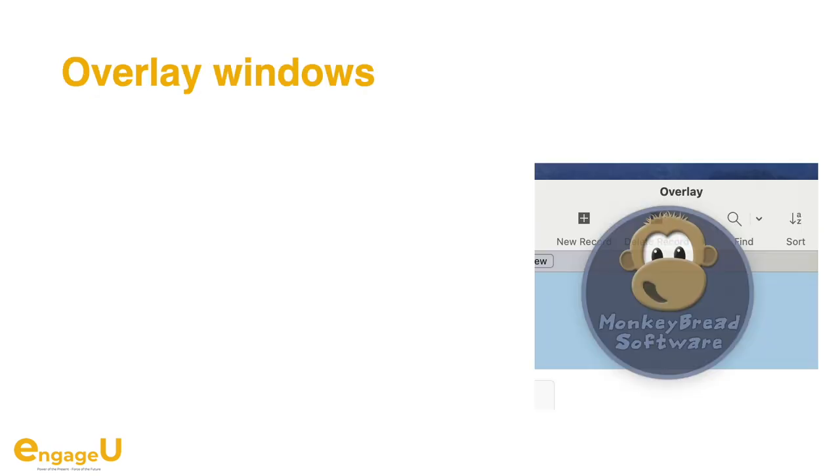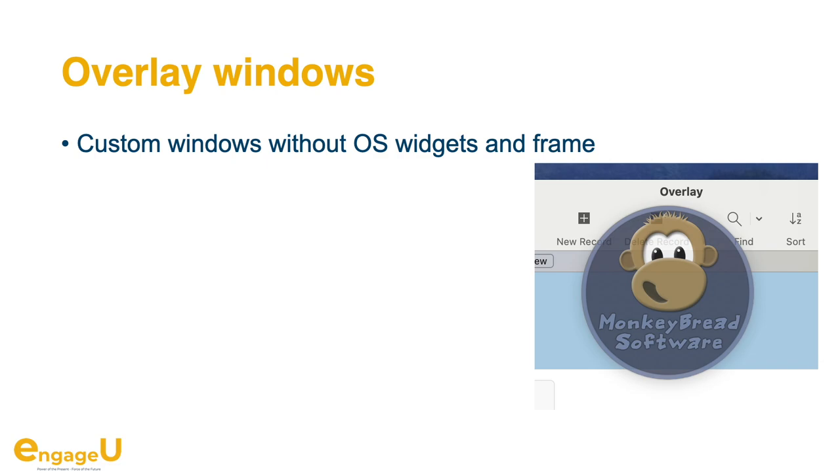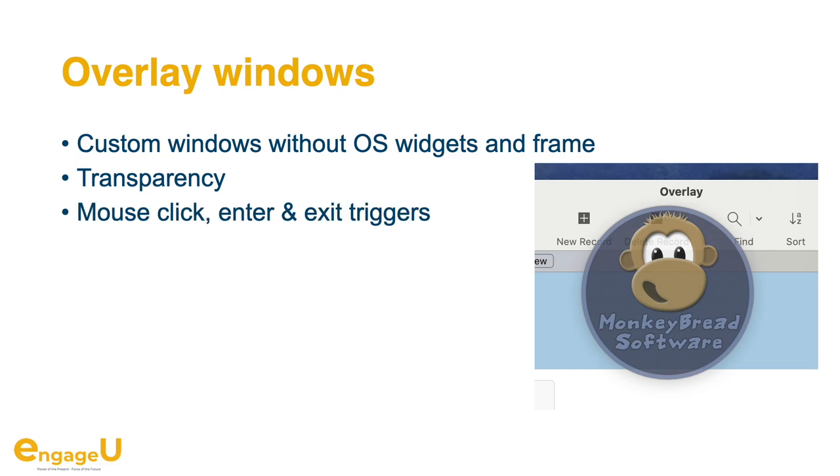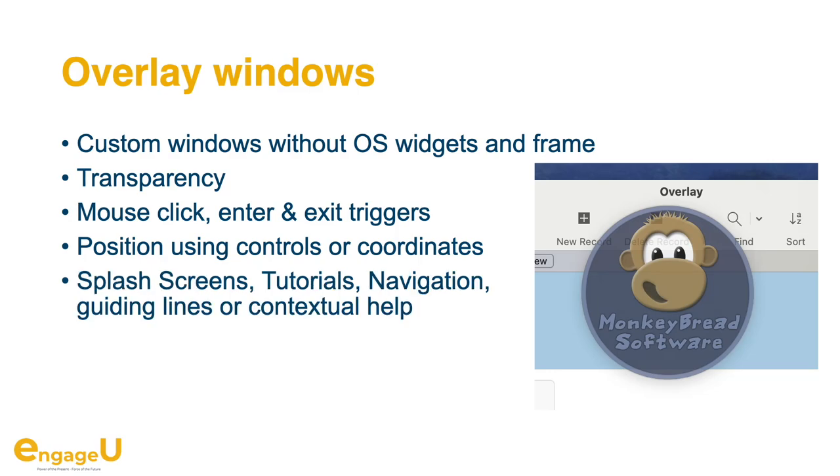Then we have overlay windows. This allows you to have a window without the usual widgets and a transparent picture as a content. You can place it anywhere you like. You can use mouse triggers to know when the user clicked on it or moved the mouse over it. You can position it on the screen based on a FileMaker window or controls or just with coordinates anywhere you like. It's fantastic for splash screens, for little help displays, navigation, guiding lines, whatever you like.